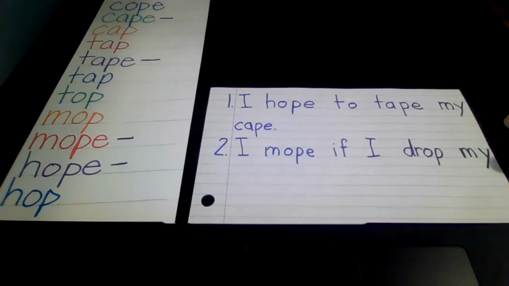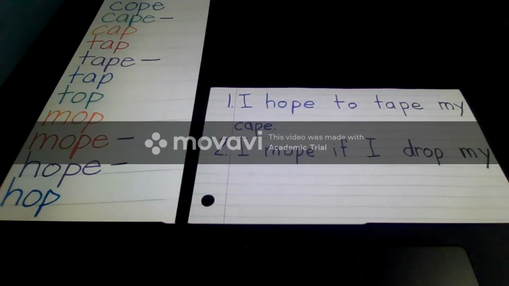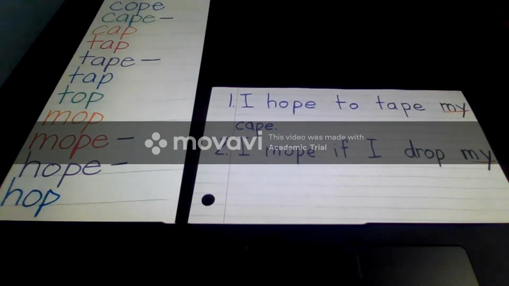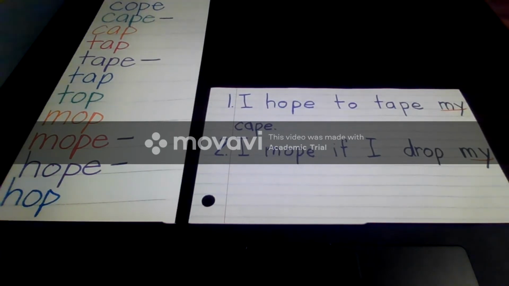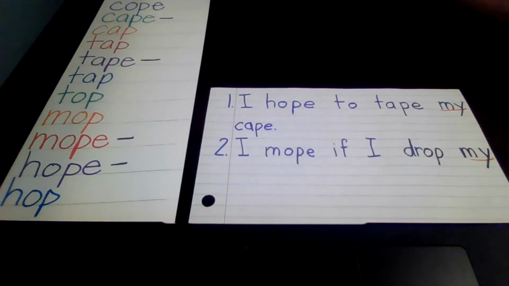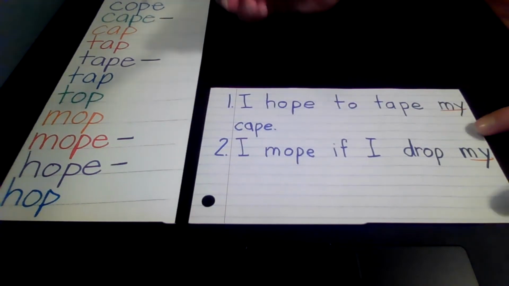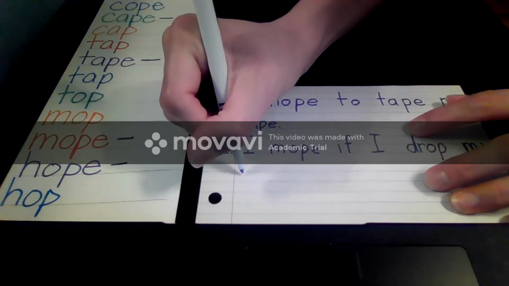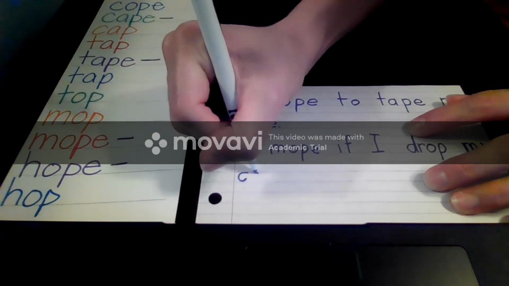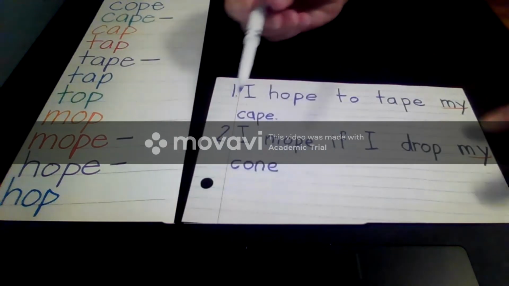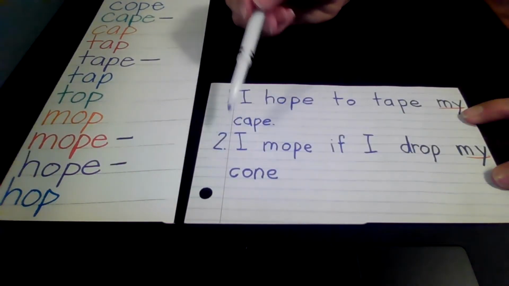Now, my key in my class, she spells her name M-A-I, but we should all know these words because we should know how to spell my now, M-Y, because it was one of our spelling words. All right. So let's write our last word. So I mope if I drop my, and then our last word was cone. Cone. So it's like an ice cream cone. That's what Miss Matrix was thinking about when I wrote these sentences. All right, so I mope if I drop my cone.